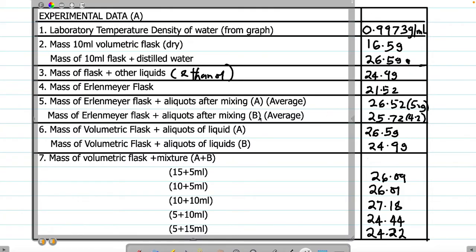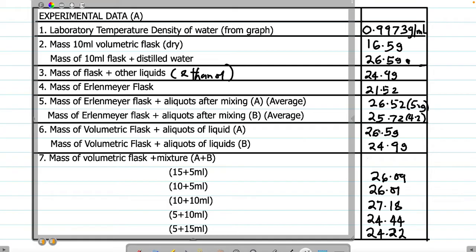For alcohol, which is aliquot B, if you take 5 ml of ethanol and empty it into this flask and weigh it, the mass when it was empty was 21.52. After you transfer 5 ml of alcohol into this flask and weigh it again, it gives us 25.72. So this 4.2 is the mass delivered by one pipette of ethanol. I made more videos about that.